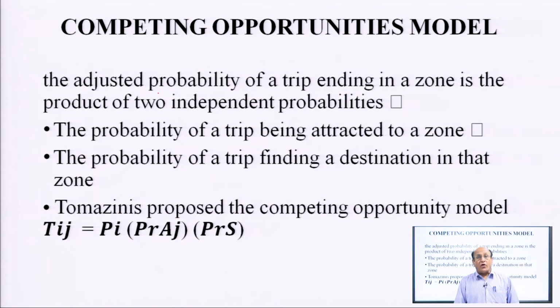The adjusted probability of a trip ending in a zone is the product of two independent probabilities: the probability of a trip being attracted to a zone, and the probability of a trip finding a destination in that zone. Tamaginis proposed a competing opportunity model: T_ij = P_i × P(R) × A_j, where P_i is the future production of zone i, and A_j is the attraction in zone j.